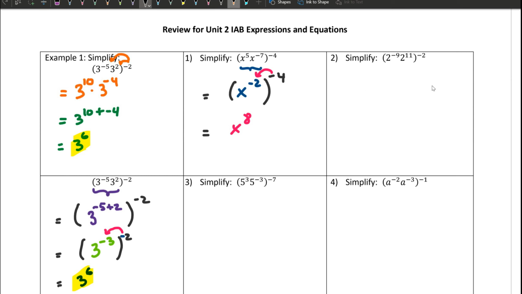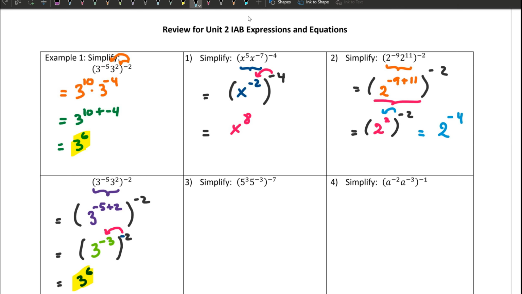Number 2, same concept. I like method 2. That will give you 2 to the negative 9 plus 11, right, raised to the negative 2. That will give us negative 9 plus 11, which gives you positive 2. So 2 to the second power raised to the negative 2. Okay, then we distribute the power to the power. That will give you 2 to the negative 4.